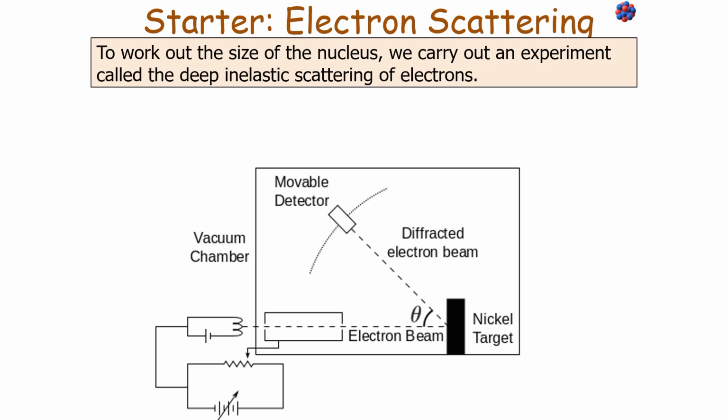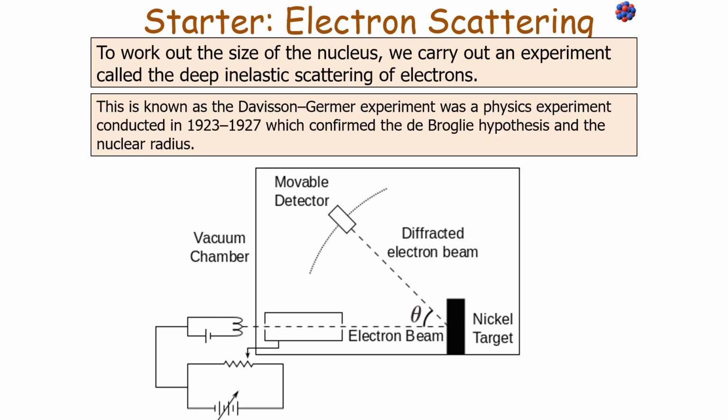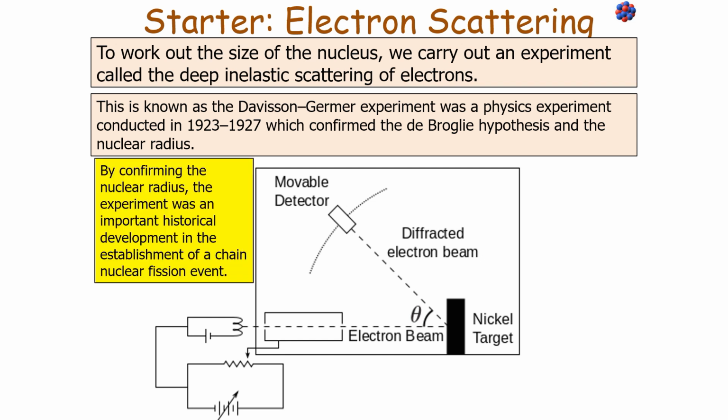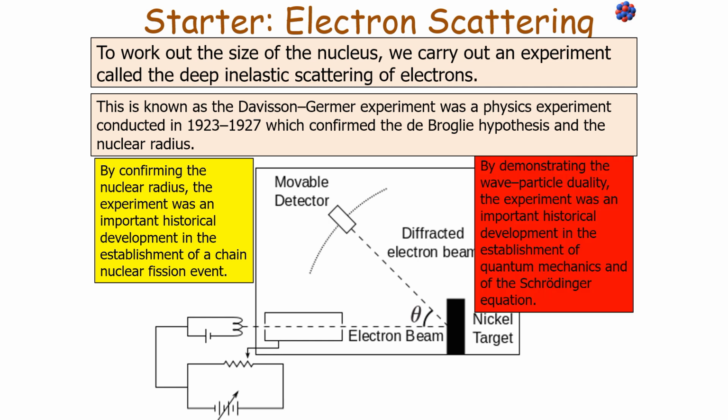So to work out the actual size of the nucleus, we can carry out an experiment called the deep inelastic scattering of electrons. Now this was known as the Davisson-Germer experiment and was conducted between 1923 and 1927, which confirmed both the de Broglie hypothesis and the nuclear radius. So by confirming the nuclear radius, the experiment was an important historical development in the establishment of the chain nuclear fission event, and by demonstrating the wave-particle duality with the de Broglie hypothesis, this experiment was an important historical development in the establishment of quantum mechanics and later the Schrödinger equation.